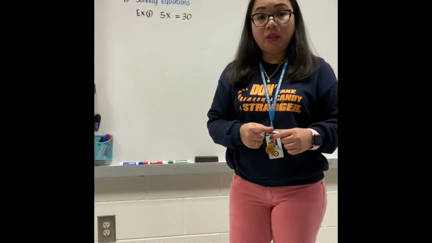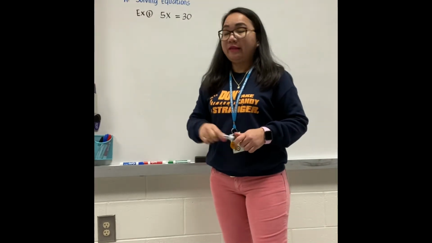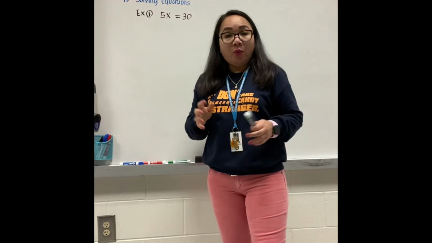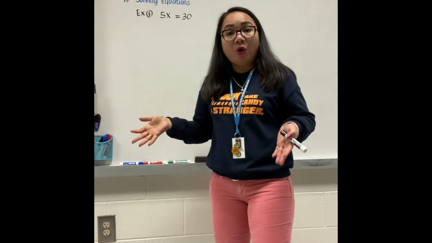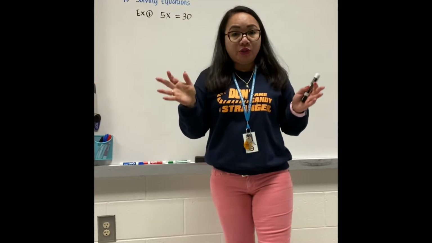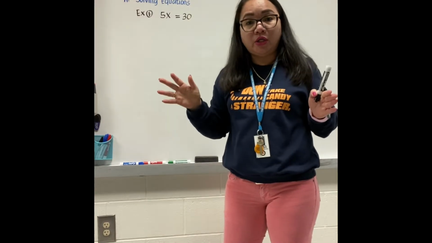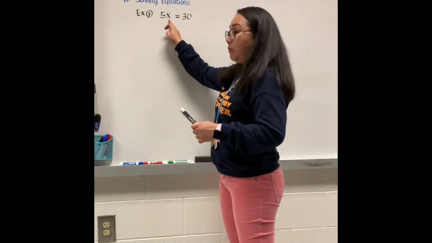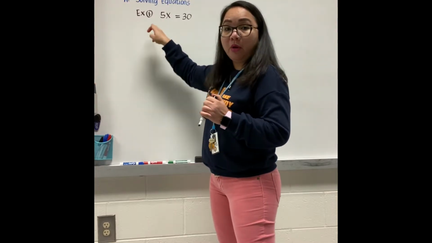Let's try example number 1. 5x is equal to 30. You notice that x is not by itself because it is multiplied by 5. So what we are going to do is get the unknown x all by itself on one side of the equal sign. We will undo the multiplication by dividing both sides of the equation by 5, because the unknown here is multiplied by 5.